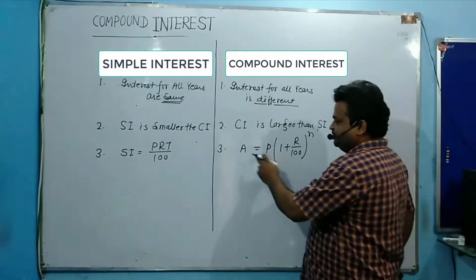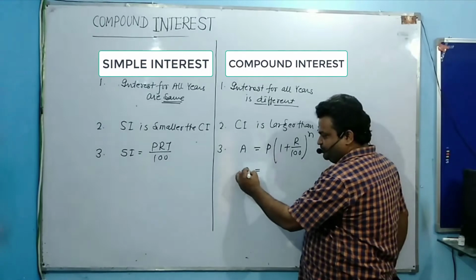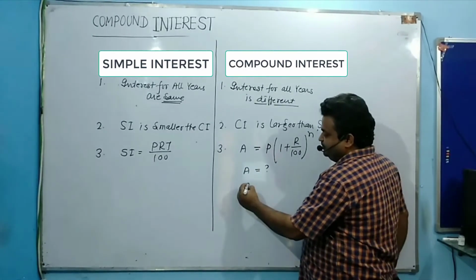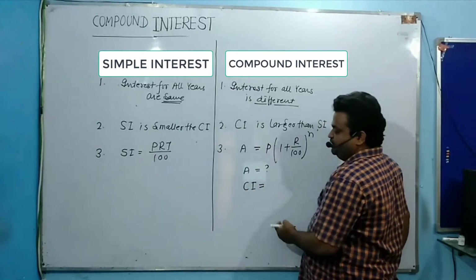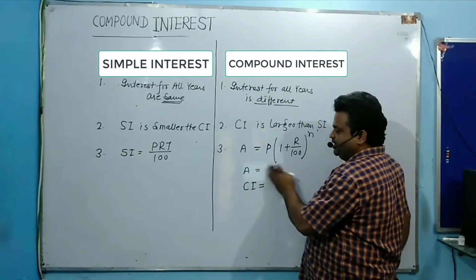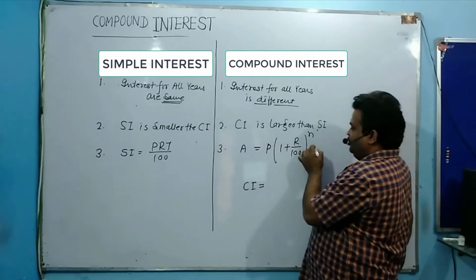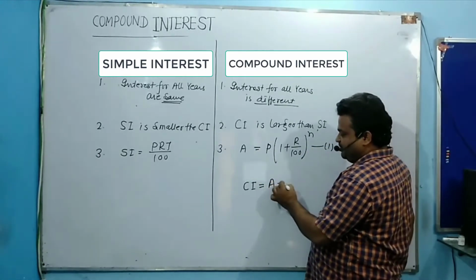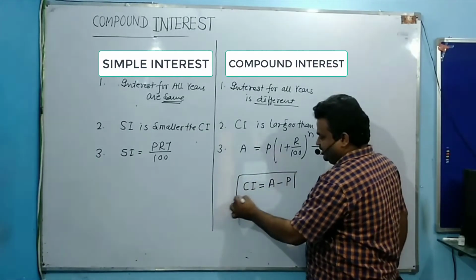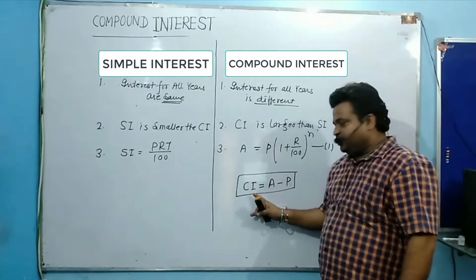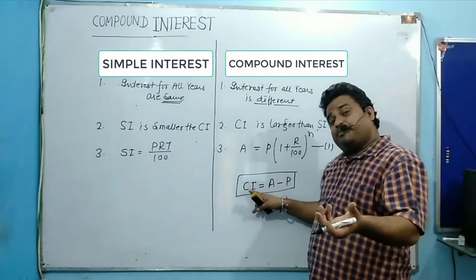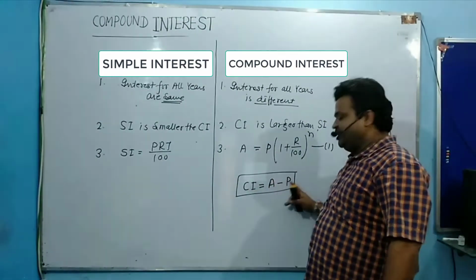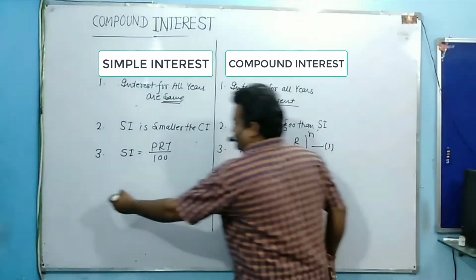So the A value gives you the accumulated amount. After this calculation, you subtract the principal value, and that gives you the compound interest. So the compound interest you earn is the difference between the accumulated amount and the principal.